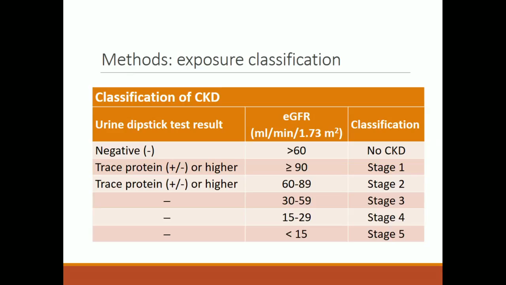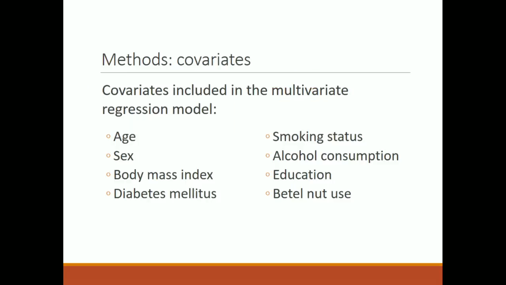And we used the CKD-EPI formula to estimate the glomerular filtration rate based on age, sex, and serum creatinine. And we used the urine dipstick to define whether there was proteinuria at baseline. Using these two pieces of information, we classified the patients by different stages of CKD.